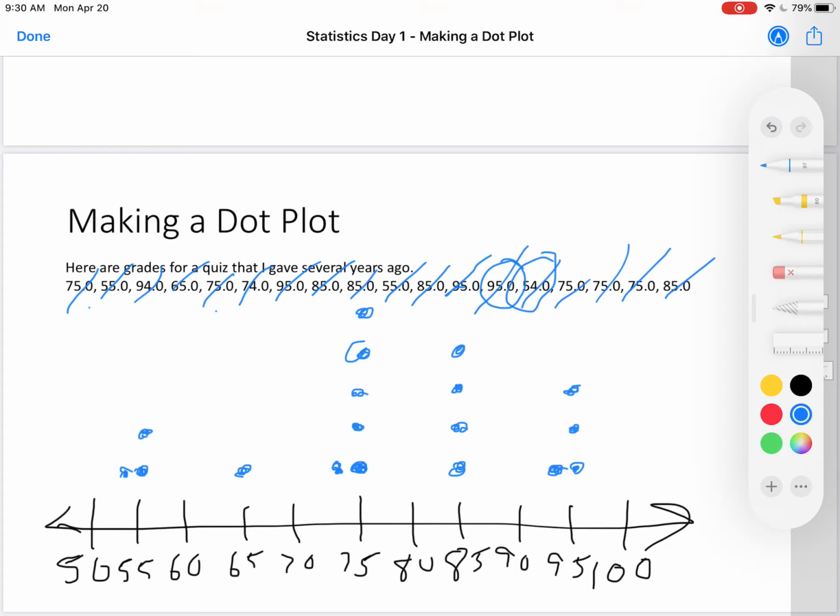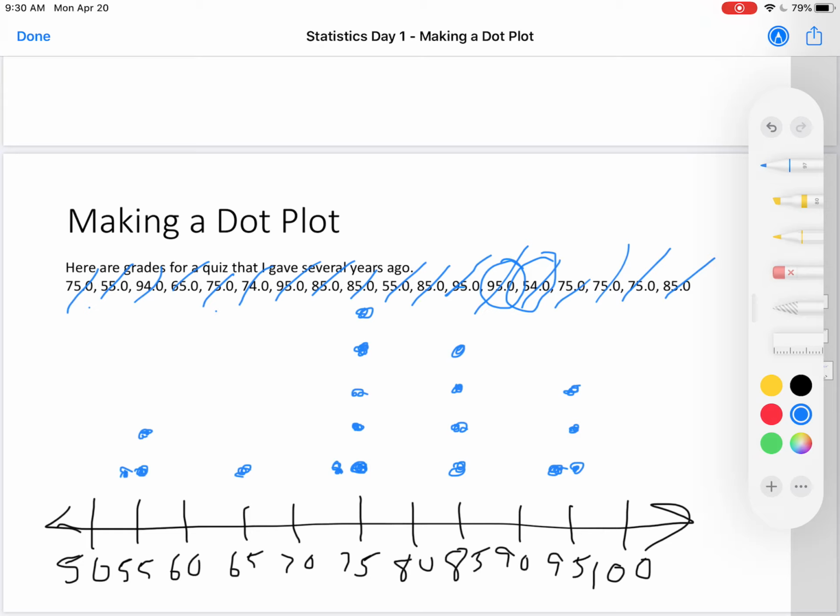That's what a dot plot looks like. I'm going to clean up this dot a little bit, only because it's a little messy. That's much better. There I go. Now I've organized my data. Now I can look at this data organized and see how the students did.